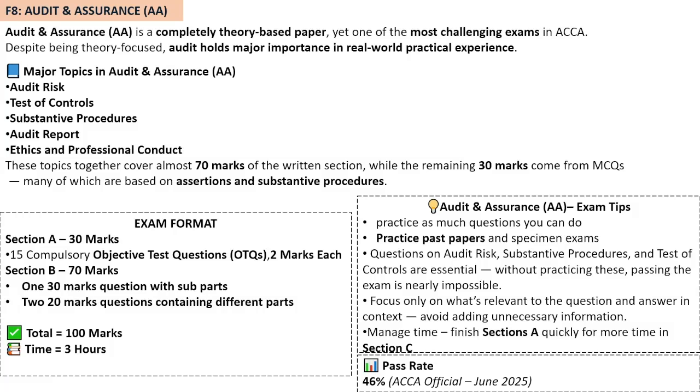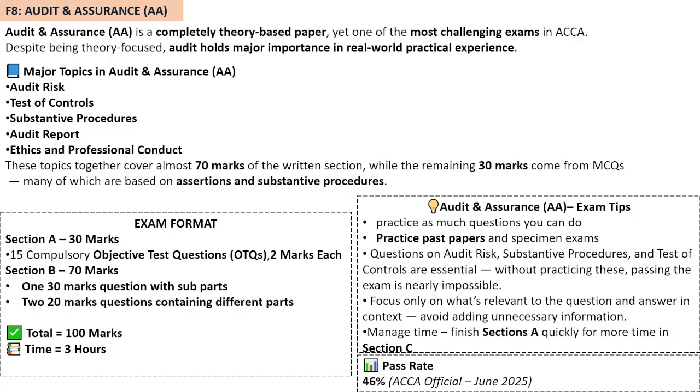Okay, read the study text maximum 1 or 2 times. After that, do questions, and that is the key to success in audit exam, I would say. Okay, the exam format is Section A 30 marks, 15 MCQs of 2 marks each, and Section B is 70 marks, a 30 marks question with subparts and a 20 marks question containing different parts. Total is 100 marks and time is 3 hours.